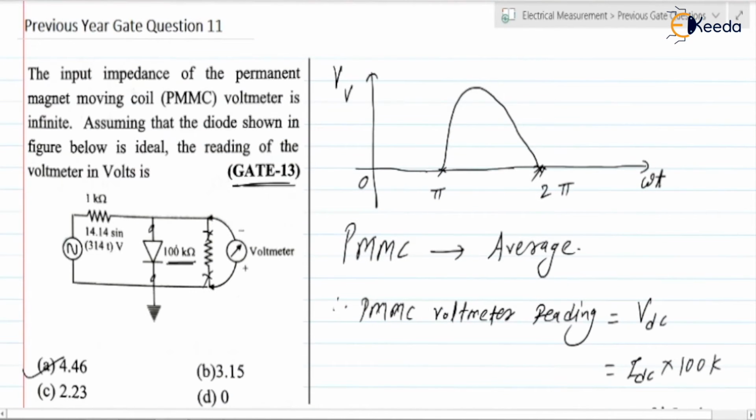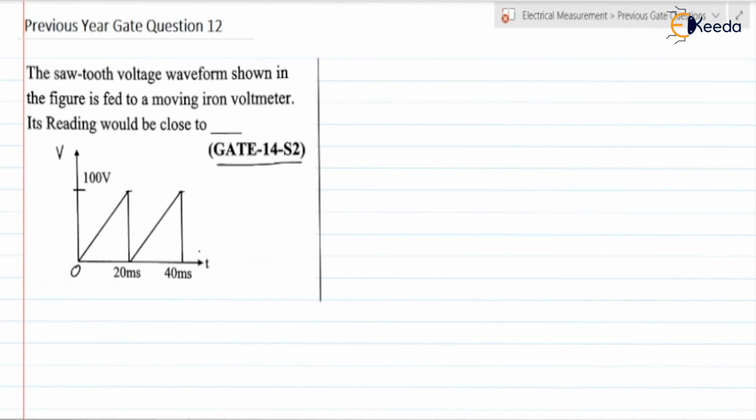So here we need to understand the circuit operation. During the negative half cycle only the current will be flowing through the meter. During the positive half cycle, current will not flow through the meter because the diode will be acting as a short circuit, so the voltage across the voltmeter will be 0. During the negative half cycle we will have some non-zero voltage, but it is like this. Accordingly, we simply need to find the average value of this pulse. So this is about the previous year GATE question number 11. Previous year GATE question number 12.